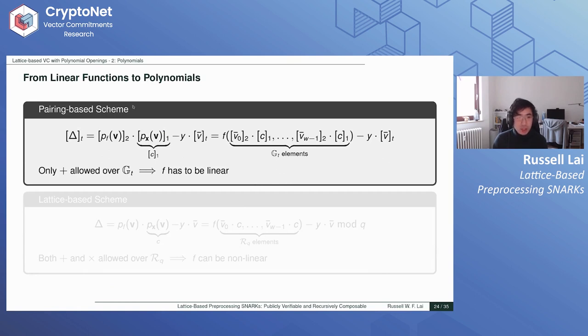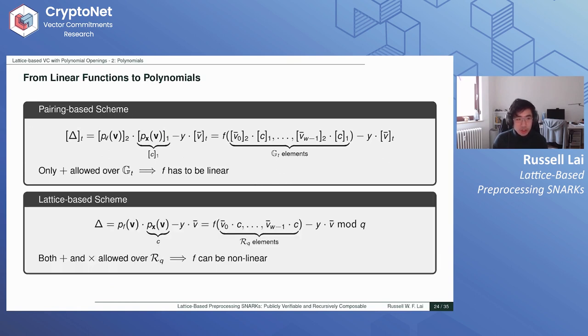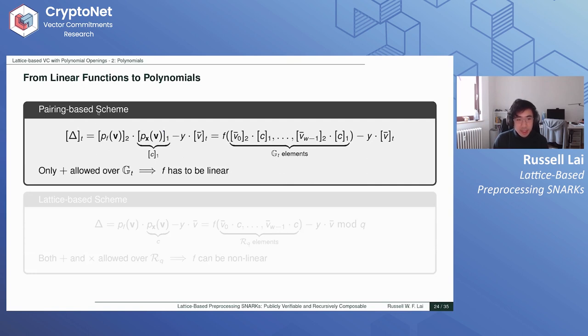We look at the verification equation for the pairing-based scheme, and we notice that the value delta there in the target group consists of evaluating the function f over a bunch of target group elements. And since we only know how to perform linear operations on target group elements, this forces f to be linear.